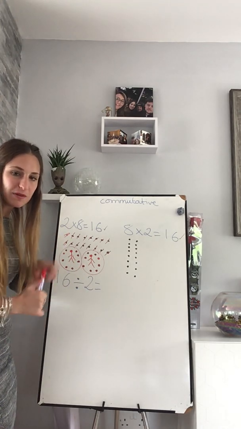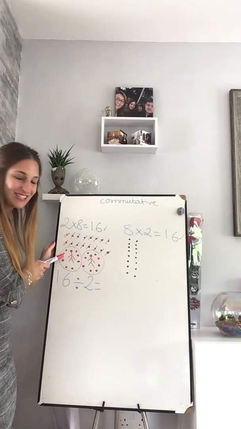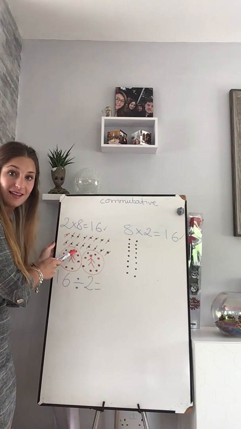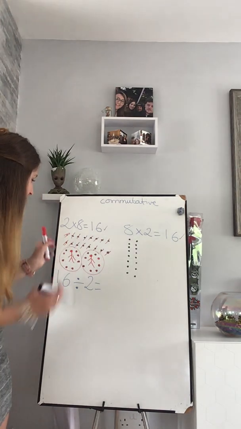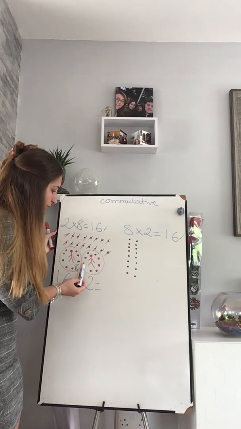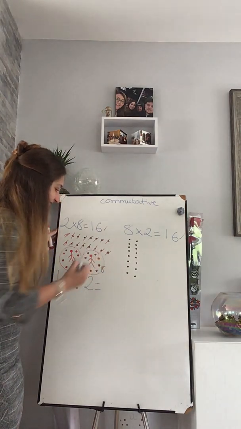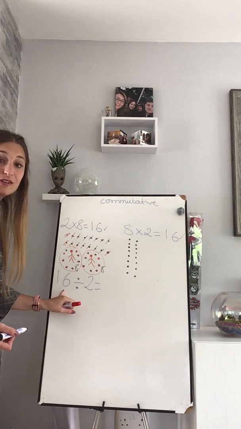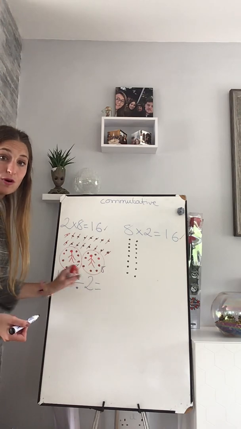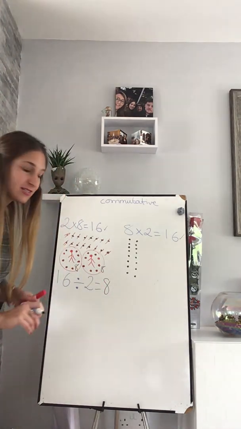Let's see how many, if I divide my 16 chocolates into 2 people, how many one person will get. Let's see the first person. 1, 2, 3, 4, 5, 6, 7, 8. He's got 8. Let's see him. 1, 2, 3, 4, 5, 6, 7, 8. So I know that if I have 16 and I divide it into 2 people, they will both get 8 each. Let's see if that's right.